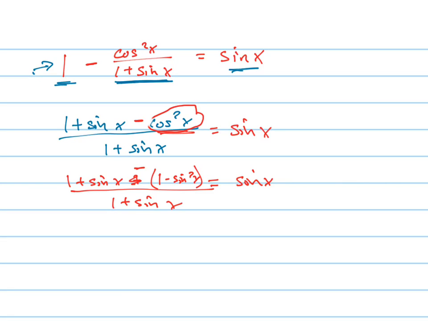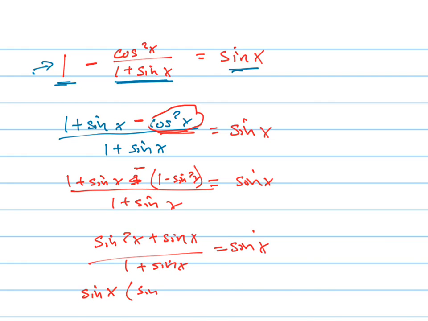So, same things, right? But now when I distribute that negative in, what happens? The ones cancel, and I just get sine squared x plus sine x over 1 plus sine x. And do you see what's going to happen now? When I factor out a sine x out of the top, what do I get? Sine x plus 1 all over 1 plus sine x. And now what happens? Do you see how those cancel out? And I just get sine x equals sine x. So that worked. Now, is that the only way you could do that problem? No. That's one way you could do the problem. Let's see if there was another way we could have done it.